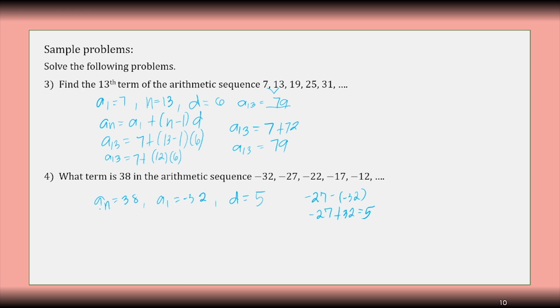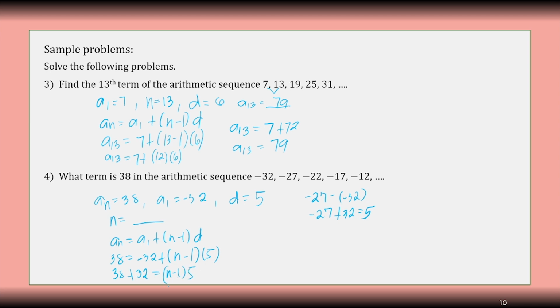So, ano ang missing value natin dito? Ang missing value natin dito is n. Hanapin natin is n. The formula is a sub n is equal to a sub 1 plus n minus 1 times the common difference. So, ang a sub n natin is 38 is equal to, ang a sub 1 natin is negative 32 plus n minus 1 times the common difference is positive 5. So, in this case, lipat natin negative 32 sa left side of the equation. It will become 38 plus 32 is equal to n minus 1 times 5.